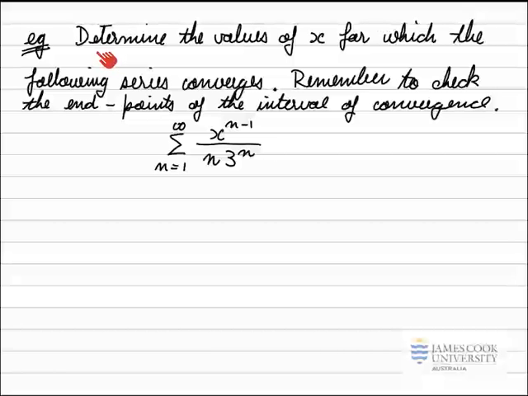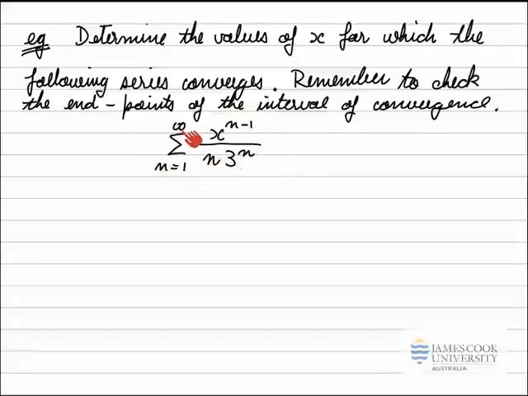In this example, we've been asked to determine the values of x for which the following series converges, remembering to check the endpoints of the interval of convergence. We have this power series here, the sum from n equals 1 to infinity, x to the n minus 1 over n times 3 to the n.